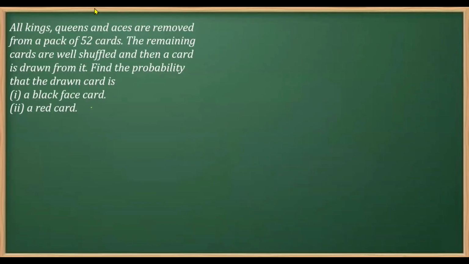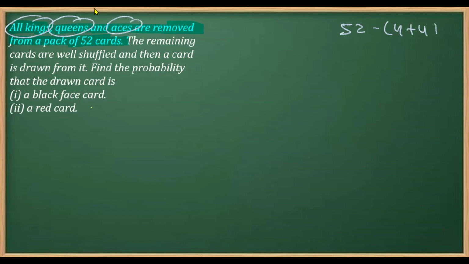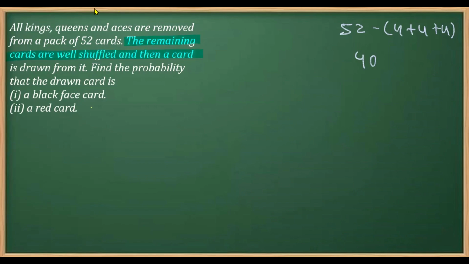Now, this is the fifth question. It says all kings, queens, and aces are removed from a pack of 52 cards. Let's deal with this part first. So, out of 52, how many queens and kings are there? Four kings. So we are going to subtract 4, and all queens, that means 4 queens, and 4 aces. So it's 52 minus 12, right? So it's coming out to be 40 cards. Total number of cards left with us. The remaining cards are well shuffled and then a card is drawn from it.